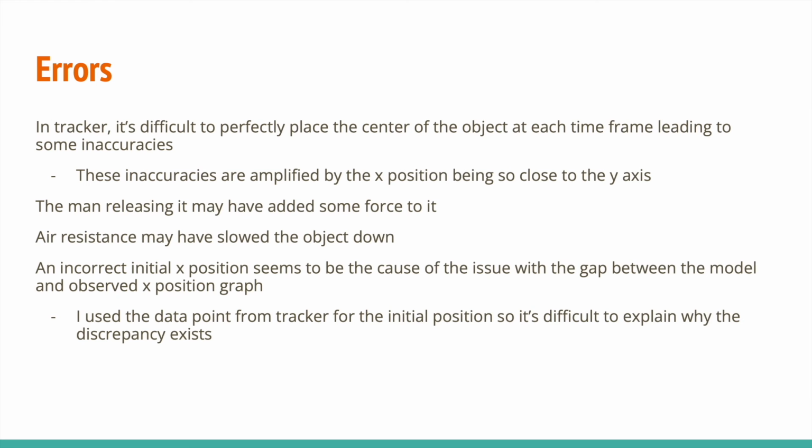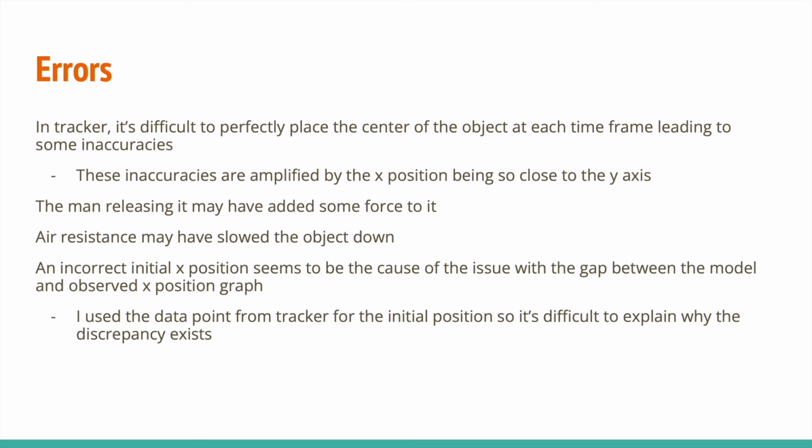There were several possible errors in this lab. In the Tracker software, it's difficult to perfectly place the center of the object at each time frame, which leads to some inaccuracies. These inaccuracies are amplified by the x position being so close to the y-axis. Also, the man releasing it may have added some force to it, adding some more inconsistency. The air resistance also may have slowed down the object.